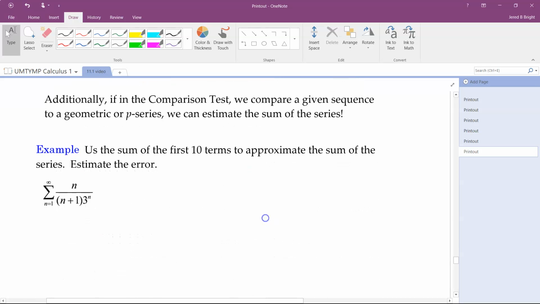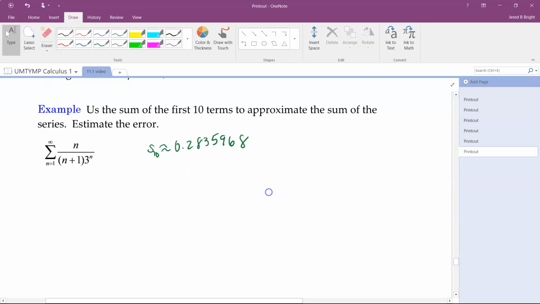We can also use geometric or p-series. Those are the nice series that I was referring to. If we look at this series, I don't know what it is exactly yet, but the sum of the first 10 terms, we can calculate to be 0.283596 or so.